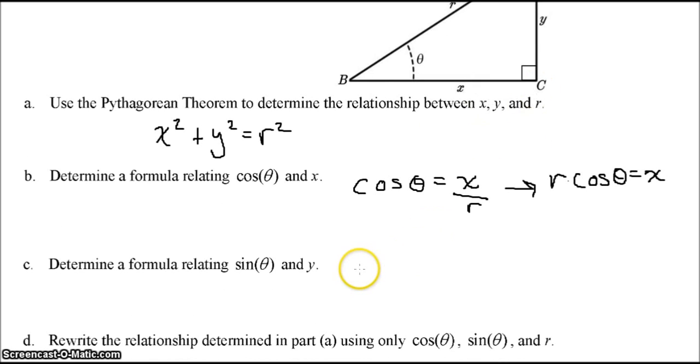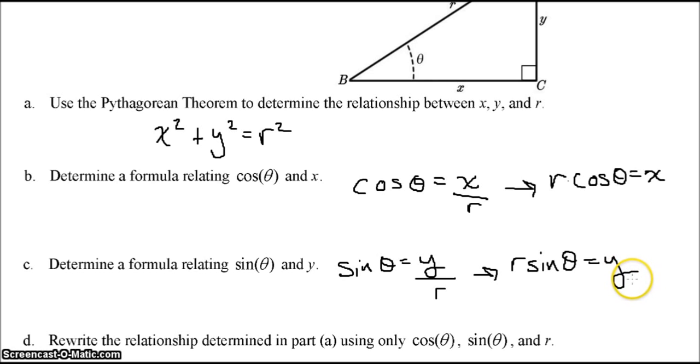Determine a formula relating sine of theta and y. Well, I know that sine of theta equals the opposite side, which is y, divided by the hypotenuse r. Multiplying both sides by r gives us r sine theta equals y.